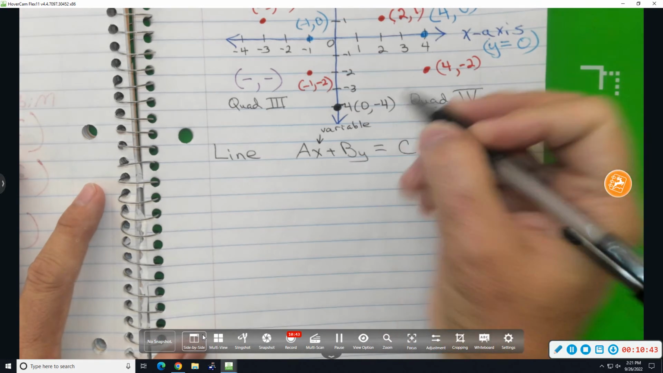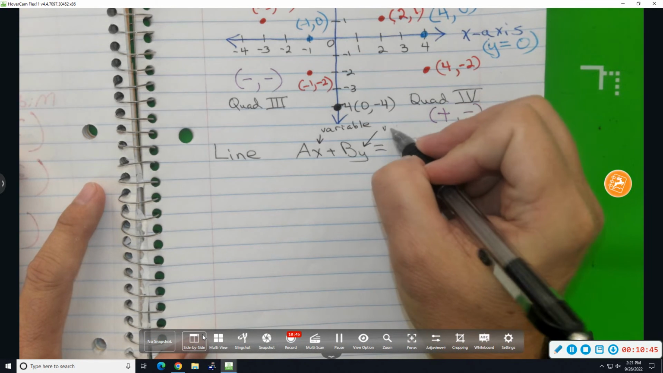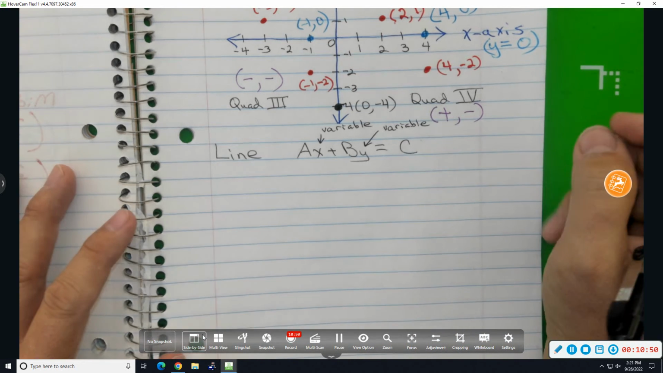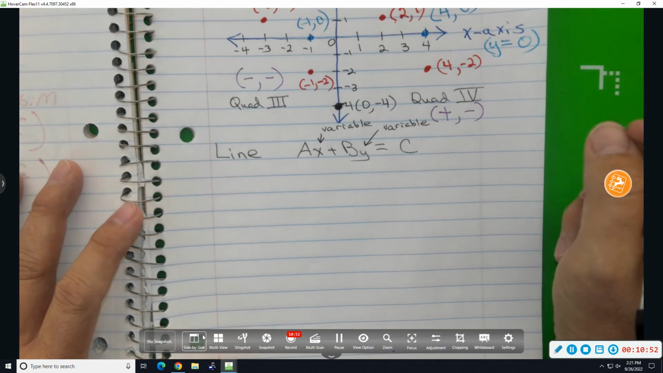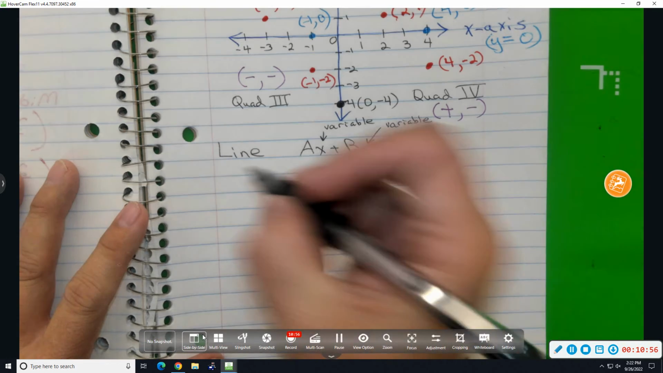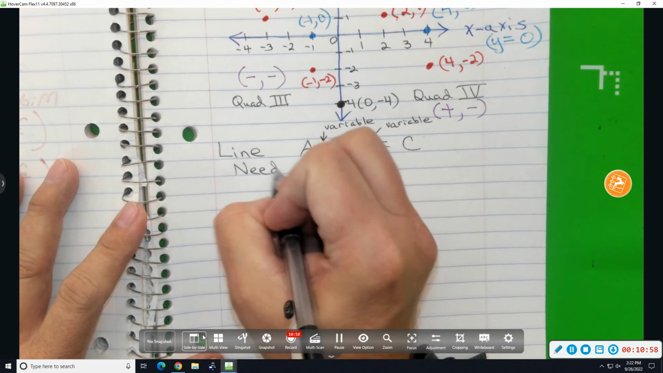How many points do you need in order to draw a line? What's the minimum number? What's the fewest number of points you need to draw a line? 2, I agree. You need 2 points to draw a line.